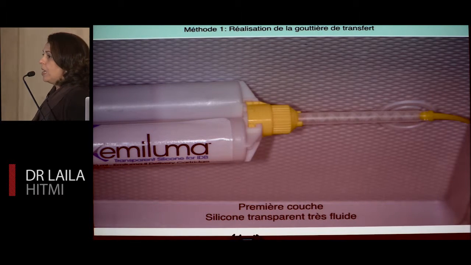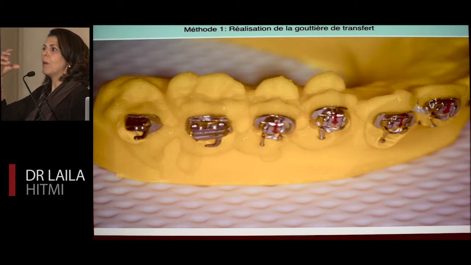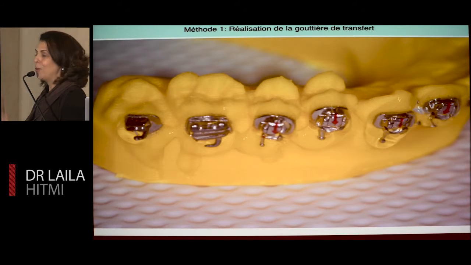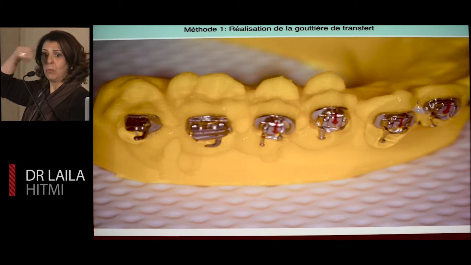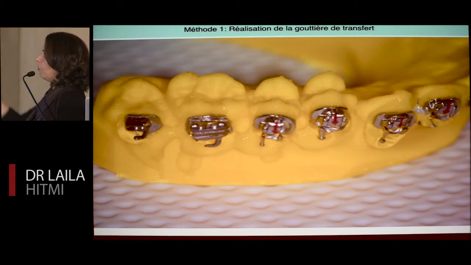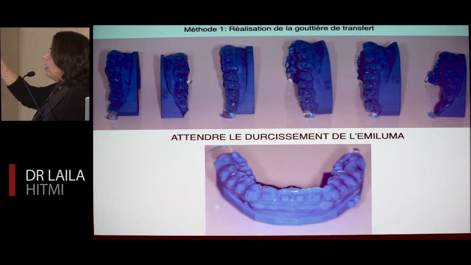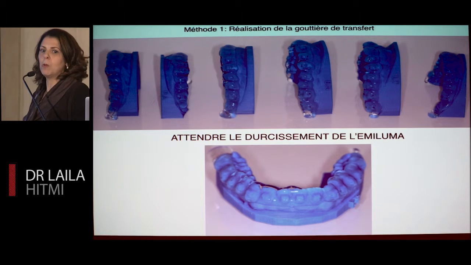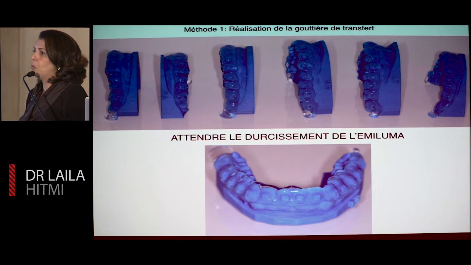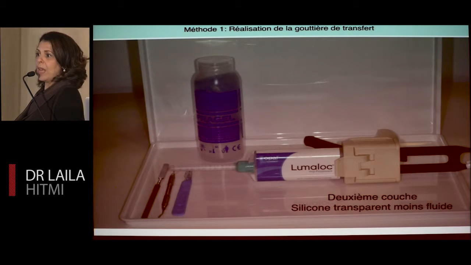The first layer with Emiluma, very flowable, very transparent. Choose colored models, because if the model is white, you don't see the silicone. You include the attachments, it goes really fast. You put it around all of the attachments and you leave the model. So we can make several models one by one, and you can leave the model standing vertically so that the silicone will go around the attachments completely and will wrap around.